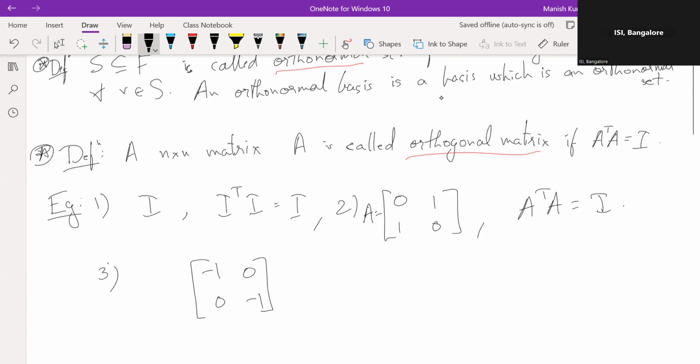So what else? Can you think of something else other than these? The first and third are certainly obvious. 2 is the only non-trivial example we have got. Can you think of some other non-trivial example?